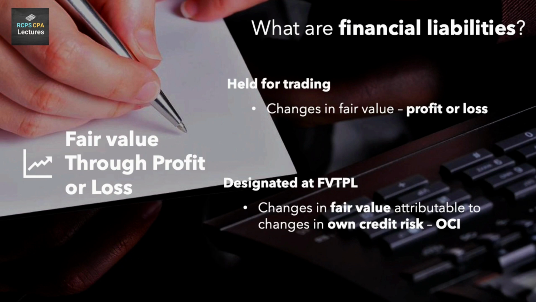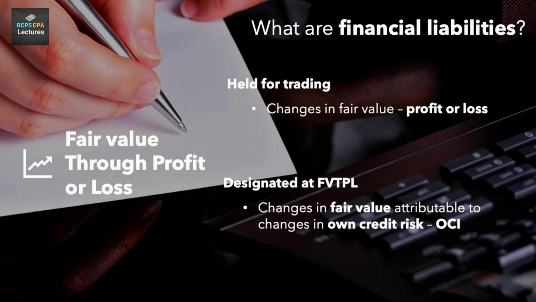A decrease in the liability will therefore lead to a gain in profit or loss, which is counterintuitive, since it's as if you are rewarding the entity because its credit risk worsened. So that is why recognizing these changes in OCI allows for a more comprehensive presentation of the entity's financial performance and financial position.